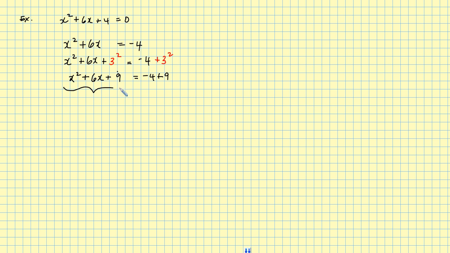I have created my perfect square here. So what two numbers multiplied give me 9 and added give me 6? That would be 3 and 3. So it would be x plus 3 all squared is equal to negative 4 plus 9, which is 5. And therefore we now have to simply take the square root of both sides, so that I have x plus 3 is equal to the positive or negative version of square root of 5, and then I isolate for x, and I get x is equal to negative 3 plus or minus root 5. I've got two solutions there.